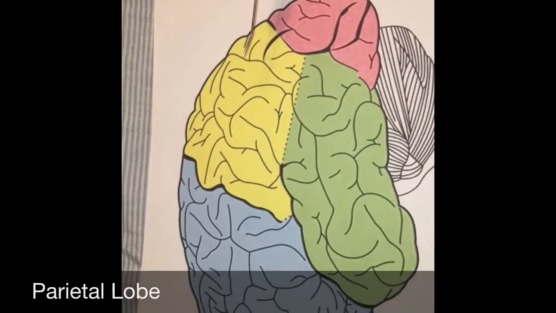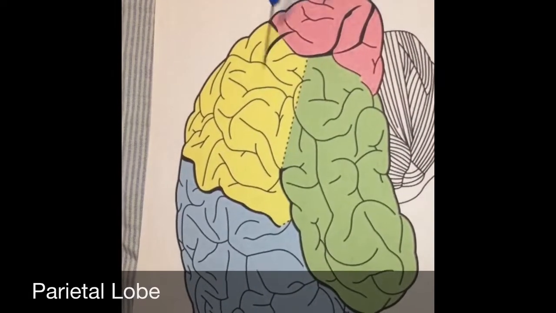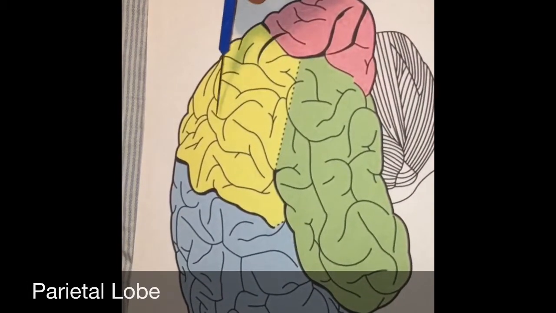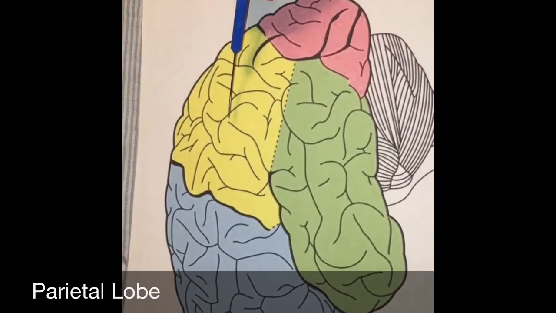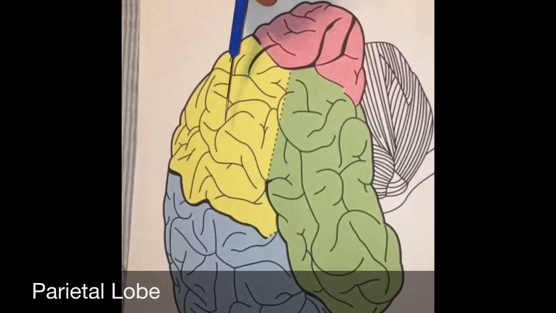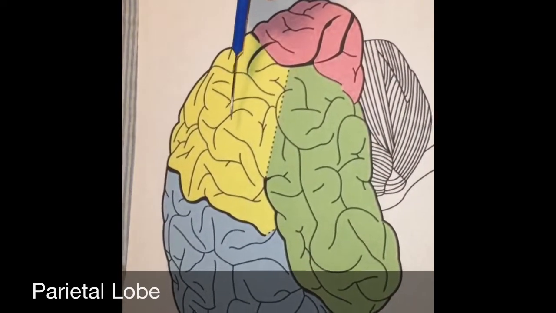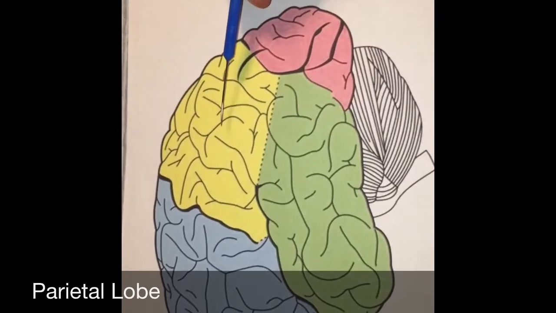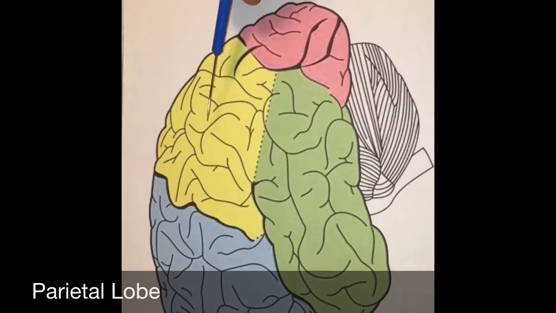Moving on now to the parietal lobe, which is right here, we will find that the parietal lobe allows for the processing of sensory input, sensory discrimination, body orientation, our primary somatic area, and secondary somatic area.